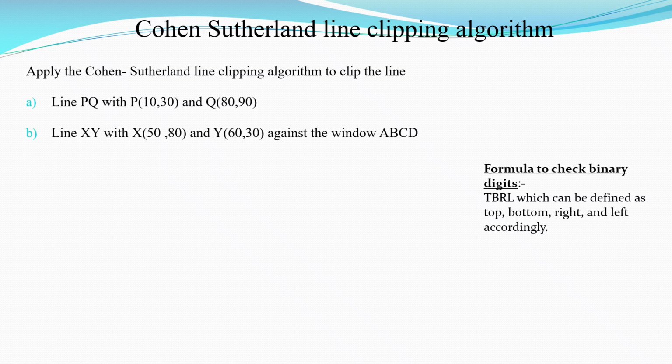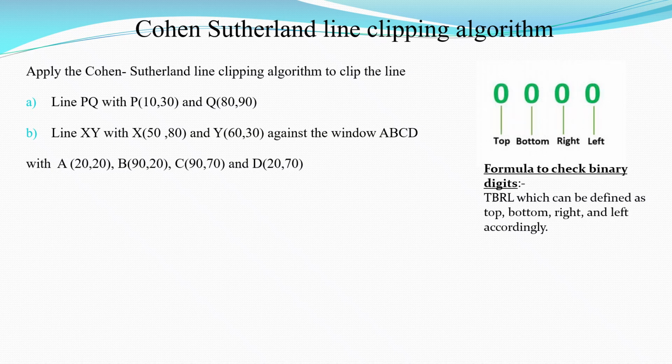The line is given as PQ, with P at 10, 30 and Q at 80, 90. The second line is XY, with X at 50, 80 and Y at 60, 30. The window ABCD is given with A coordinates 20, 20, B at 90, 20, C at 90, 70 and D at 20, 70. How do we have to solve this first?